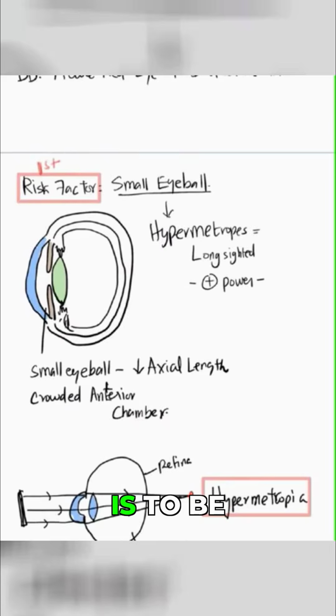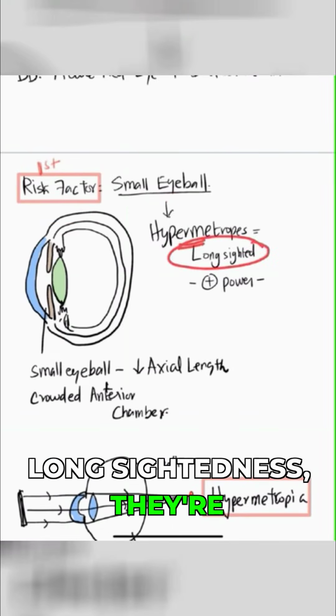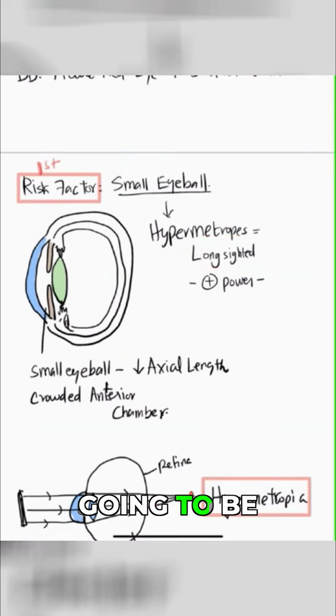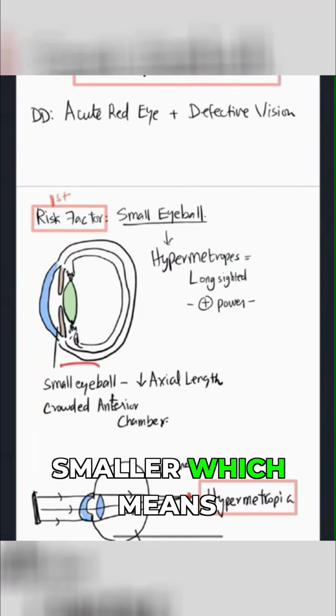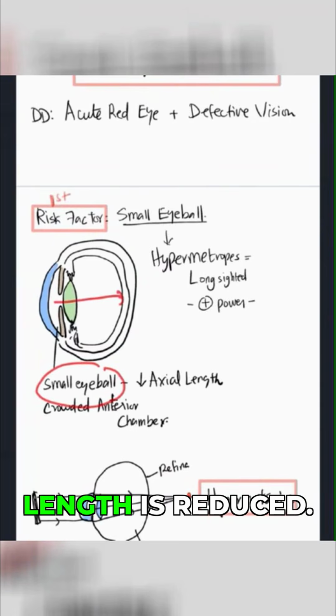Now we know that the patient is going to be a hypermetrope, which is the first risk factor. Because when you have a small eyeball, that is a hypermetrope or long-sightedness, they're going to have a plus power. Now this is going to be the small eyeball for this patient. When a patient has a smaller eyeball, it means that the axial length is reduced.